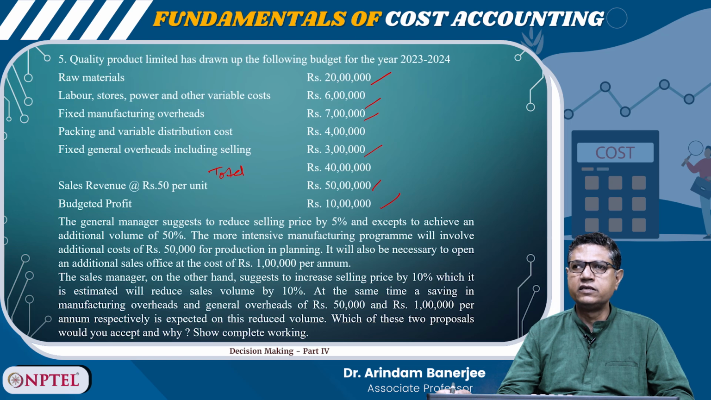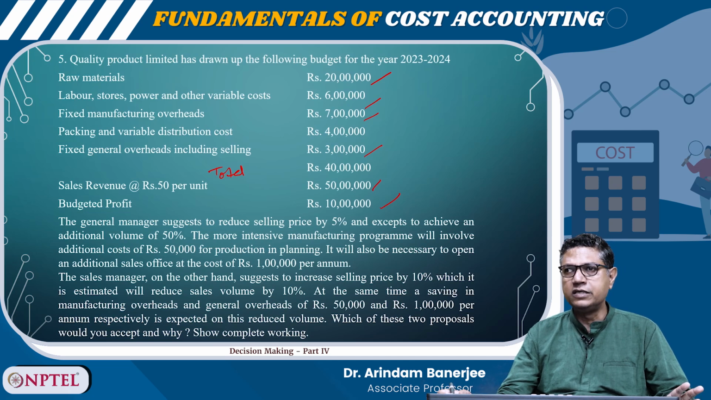The sales manager, on the other hand, suggests to increase selling price by 10%, which is estimated will reduce sales volume by 10%. At the same time, a saving in manufacturing overheads and general overheads of rupees 50,000 and rupees 1 lakh per annum respectively is expected on this reduced volume. Which of these two proposals would you accept and why? Show complete working.